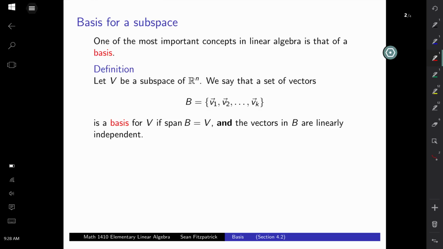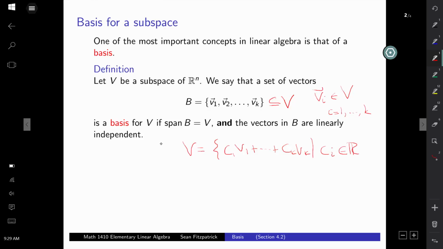So you have a subspace V of R^n, and you have a bunch of vectors v_i. The key thing here is that these are all vectors in V, right? So each v_i is a vector in the subspace, with i going from 1 up to k. So we want the span of this set to be equal to V, right? So we want V to be the set of all things that look like c1 v1 up to ck vk, where all these c_i's are just scalars. But we want those vectors to be linearly independent.